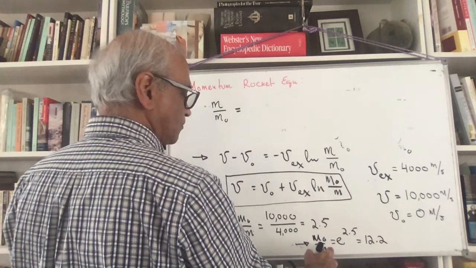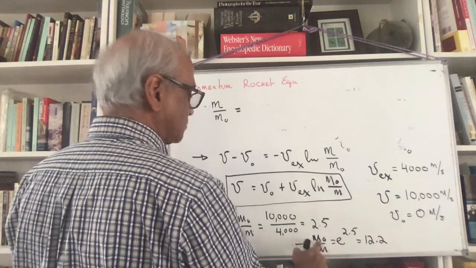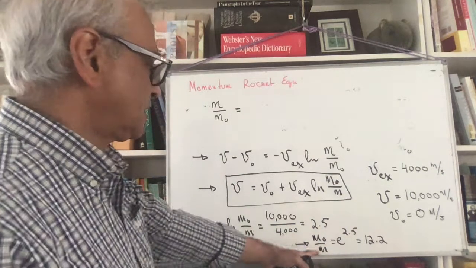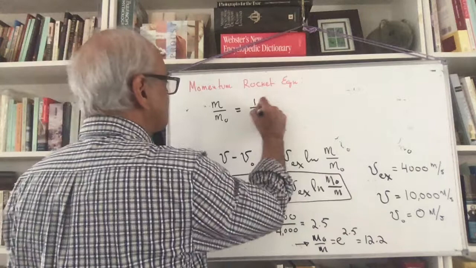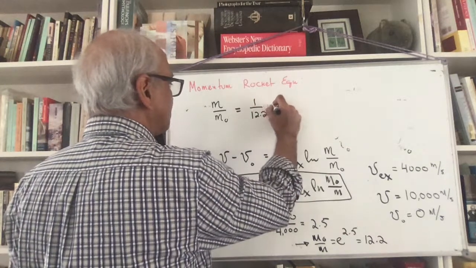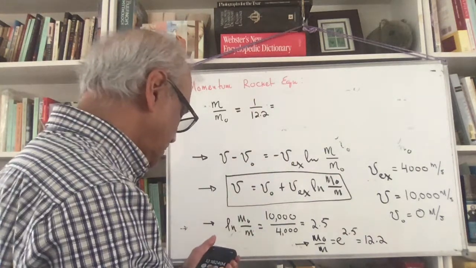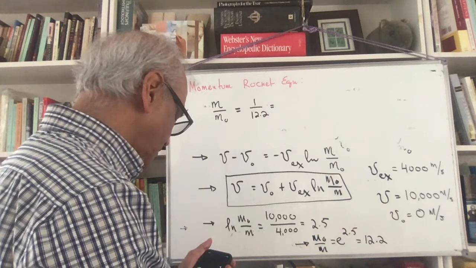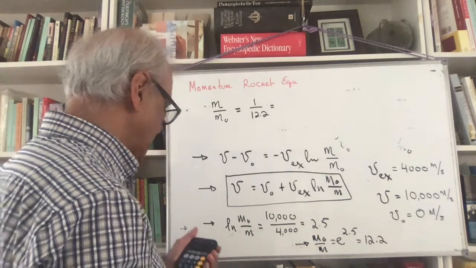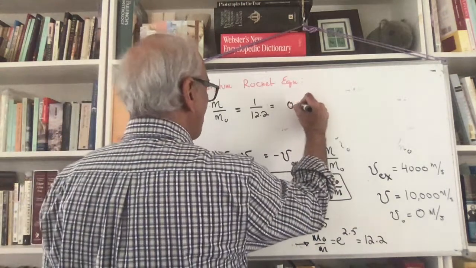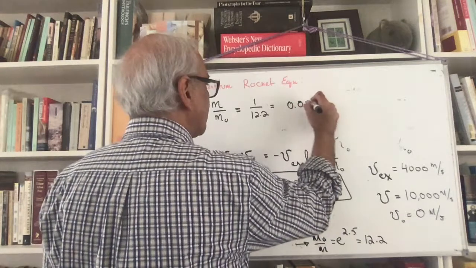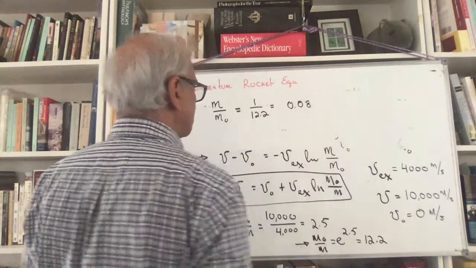So what I want to do is take that fraction, 1 over 12.2, which is 0.081. Okay, 0.081.